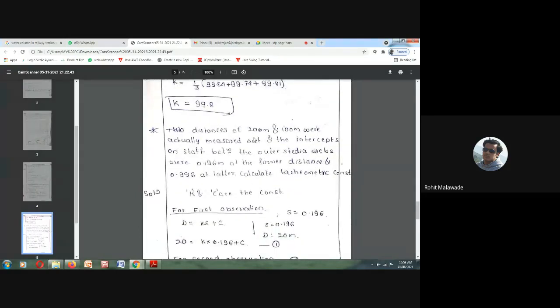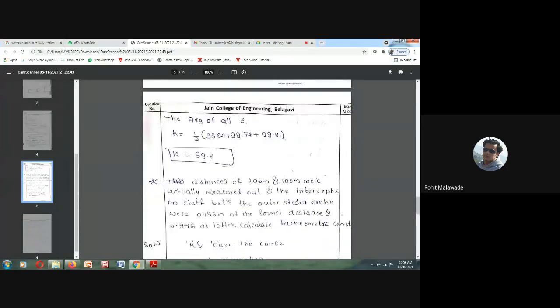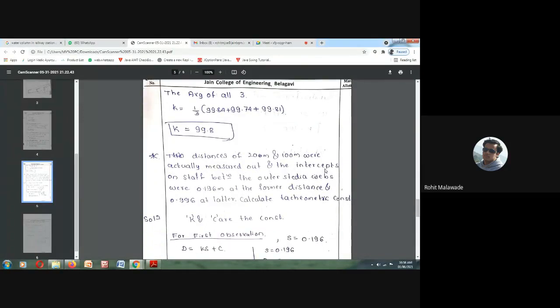Now we will see one more problem on this. Two distances of 20 meter and 100 meter were actually measured out, and the intercept on the staff between the outer stadia webs was 0.196 meter at the former distance and 0.996 at the latter distance. That means we have taken the staff reading from 20 meters and 100 meters. For 20 meter the reading was 0.196, and at 100 meter the reading was 0.996.